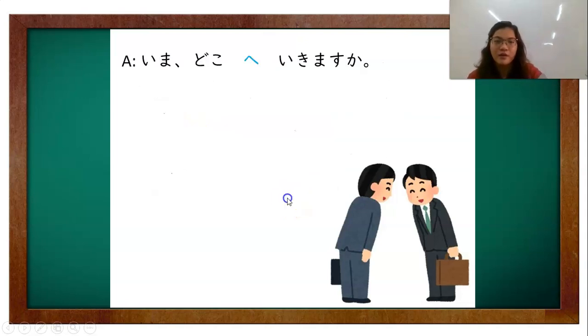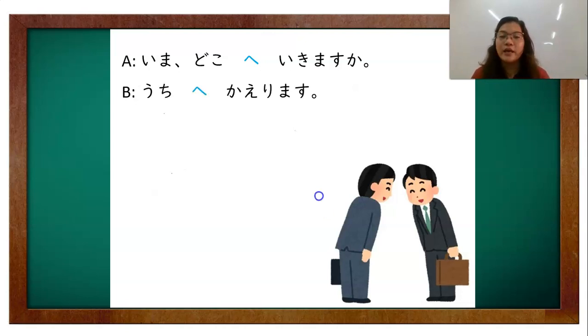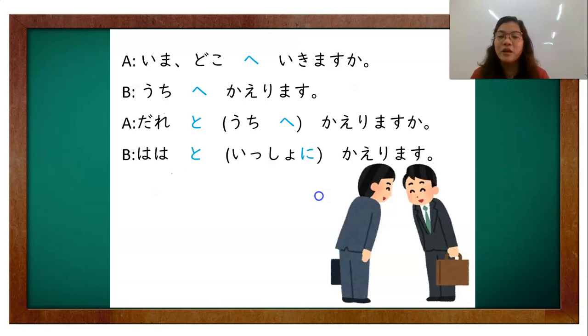Okay? Next, another example. Ima, doko e ikimasu ka? Uchi e kaerimasu. Dare to kaerimasu ka? Haha to issho ni kaerimasu. Okay, so use dare. Who's with you? Or sino kasama mo? Uuwi.